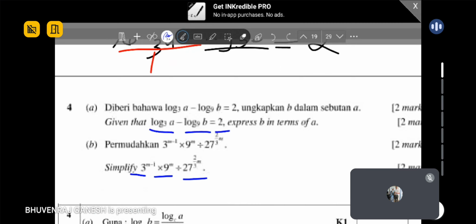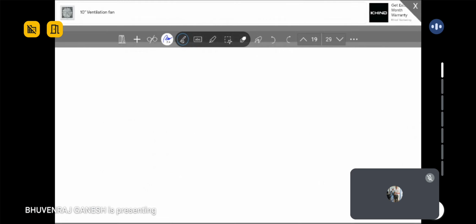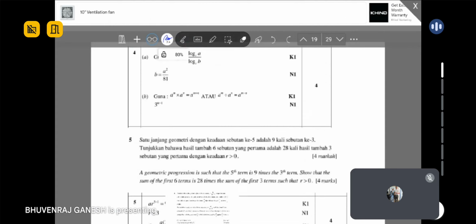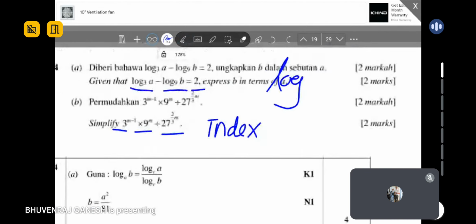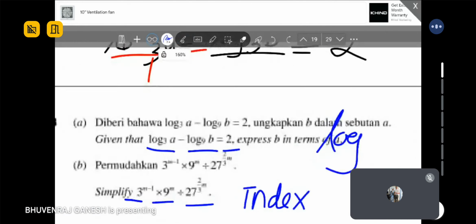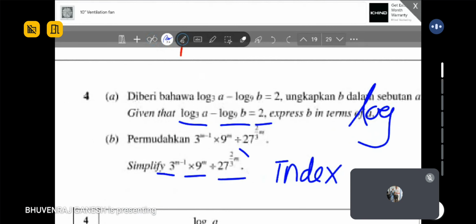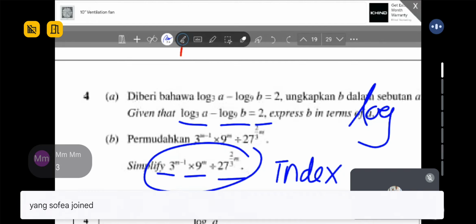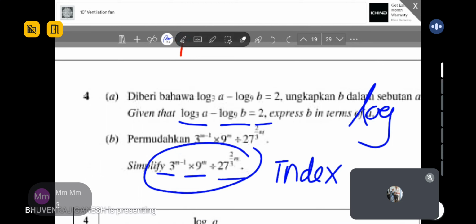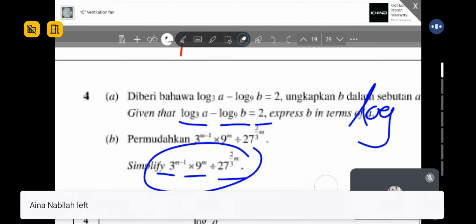For both questions you have to change to the same base. This one is log, this one is index. So guys, log and index, they actually use the same concept. Alright, so always the first step is change the base, become the same. Okay, so guys, I want to change to what base here? May I know? Yes. Okay, you change to base 3 lah. Okay, so very simple.